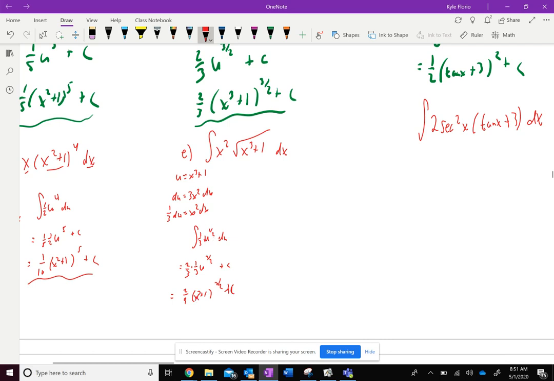Okay. Let's write that a little neater. x cubed plus 1. Okay.